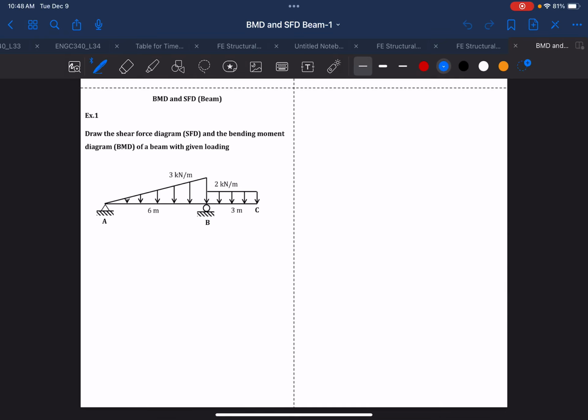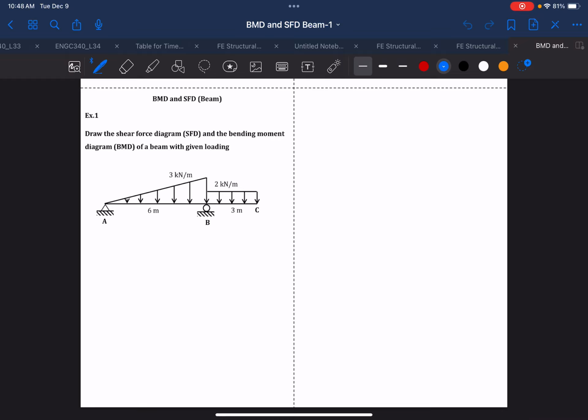Hello everyone. Today we are going to do an example for a beam of how to draw a shear force diagram and bending moment diagram. So in a beam, when you want to draw a shear force diagram and a bending moment diagram, the easiest way is to derive the equation.